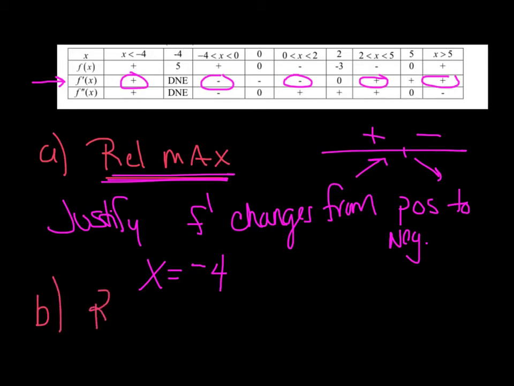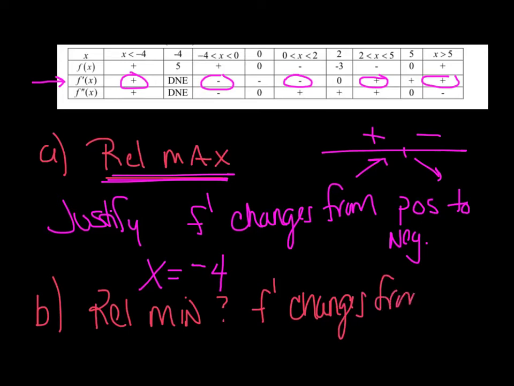Part B. Is there any time where you have a relative min? Okay, well, think about your justification. I have a relative min when f prime changes from negative to positive. All right, look at f prime. Do you ever see it changing from negative to positive? Well, we had positive to negative, negative to negative, negative to positive. So at x equals 2, I must have a relative min. And again, I'm just using my justification.